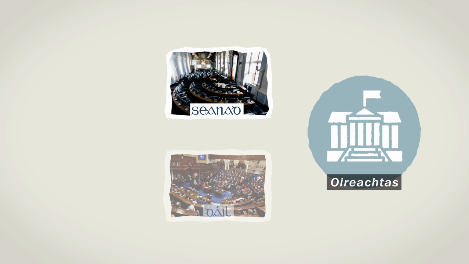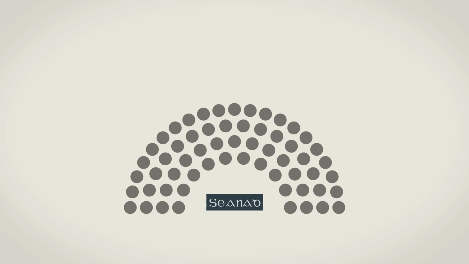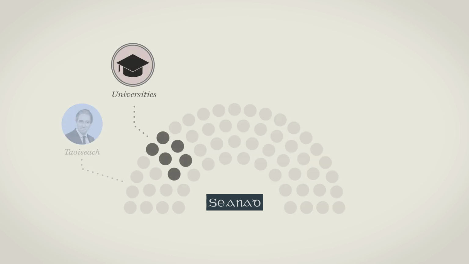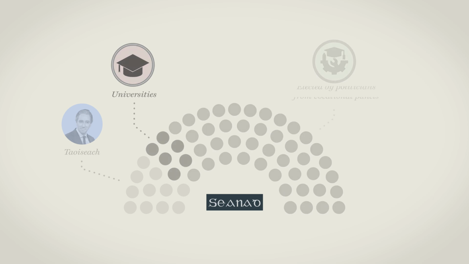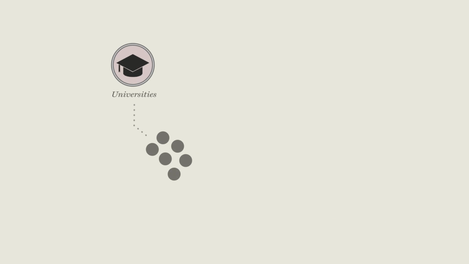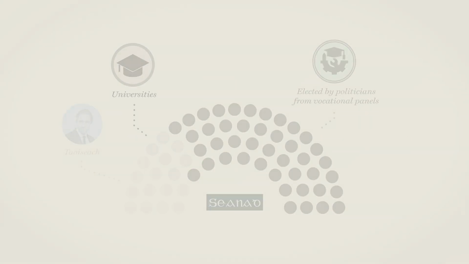The Seanad is the upper house of the Oireachtas, and its members are elected shortly after a new Dáil is formed. There are 60 Seanadóirí in total. 11 are appointed by the Taoiseach, 6 are elected from graduates of certain universities, and 43 are elected by politicians from vocational panels. Of the 6 Seanadóirí elected by universities, 3 come from Trinity College and 3 come from Ireland's other main universities and any colleges linked with them, with the exception of UL.